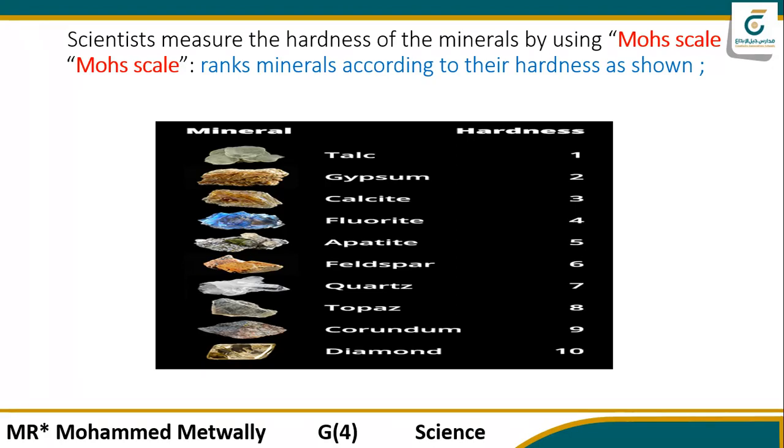So here in the figure you can see talc, which is a mineral, is the softest mineral ever because its hardness according to the Mohs scale is 1. Unlike diamond, which is the hardest mineral on earth, which is of hardness 10 on the Mohs scale also.